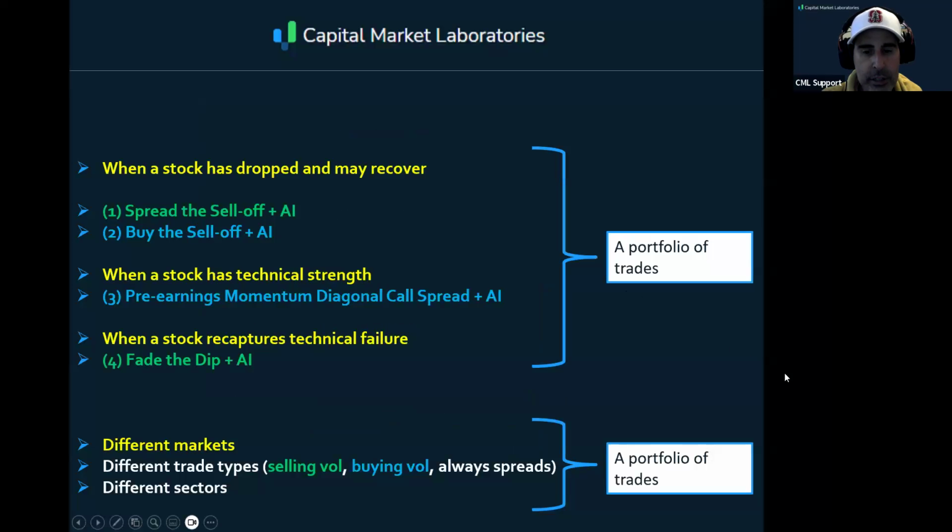I looked for strategies which had our AI implemented, which satisfied all of these things. Buying vol and selling vol equally, 2 bought, 2 sold. Their spreads, right? 4 different markets, right? When a stock has dropped, it may recover. When a stock has already recaptured its technical failure, I would call that a recovering market, which is also what buy the dip is. I would say when a stock has dropped, I would call that a falling market.